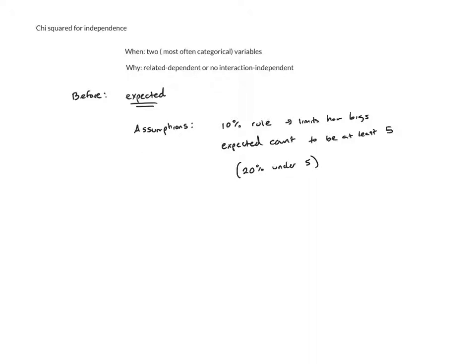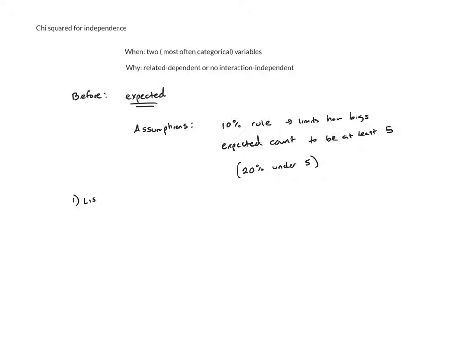So if you think about a contingency table that has 4 cells on it, we can't have any of those cells under 5, because 1 out of 4 would be 25%. Once again, we're hoping all of our expected counts are at least 5, at most 20% under 5. Now, if we meet those assumptions, we can go ahead and start our test.